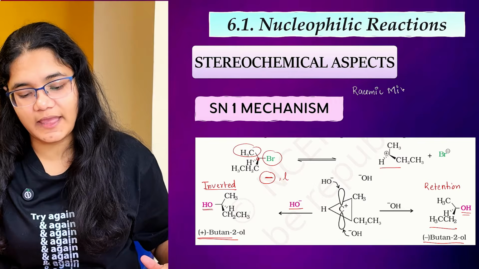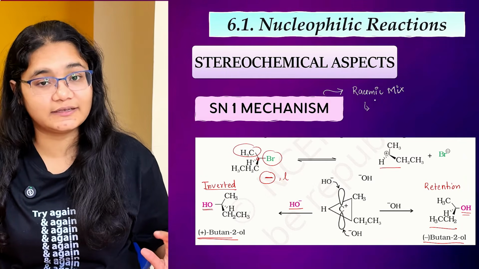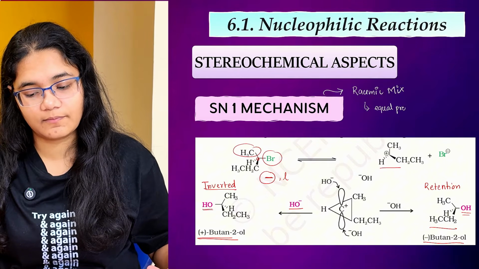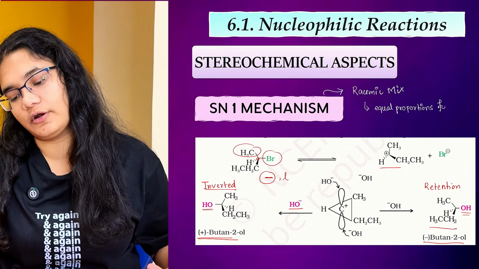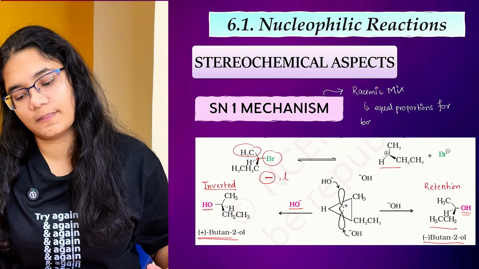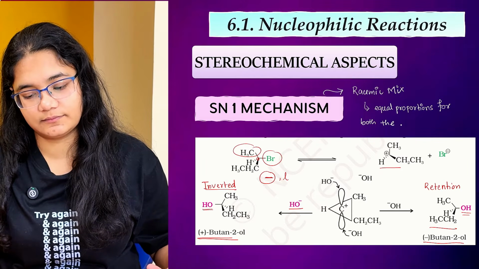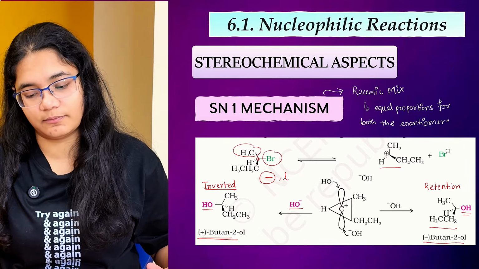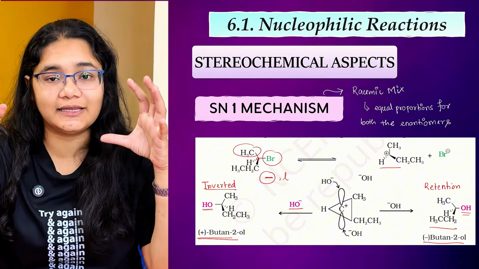So the SN1 mechanism gives you a racemic mixture. Now what is a racemic mixture? It is a mixture which contains equal proportions of both enantiomers, which means your plus and minus will be produced in equal amounts.